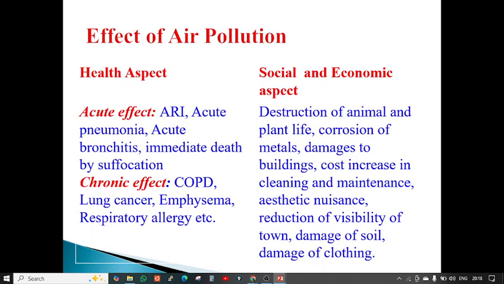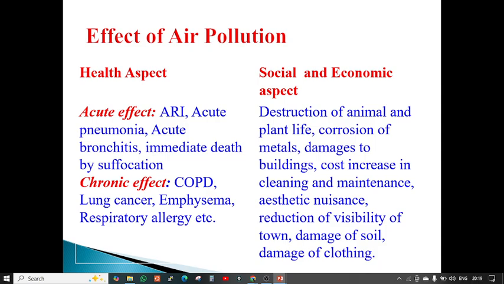There are two types of effect of air pollution, that is acute effect and chronic effect. Acute effect, what is it? It is acute pneumonia or acute bronchitis. Acute means immediate health effect. Chronic means you do not feel the effect immediately, but it can affect you over a long time. Whenever you are exposed to air pollution, you may feel nothing is affecting you, but after one or two years, in the long term, your health can deteriorate. That is called chronic effect. So acute means short term effect, chronic means long term effect.